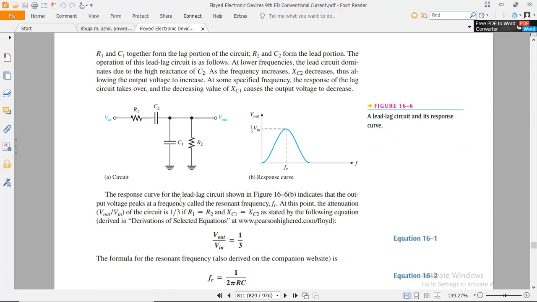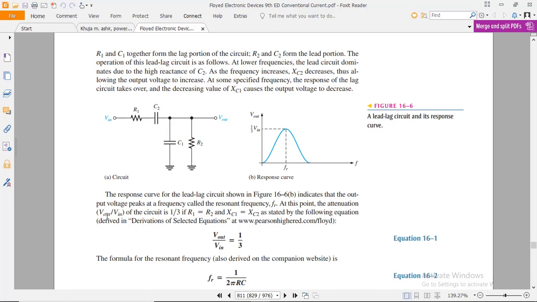The response curve for the lead lag circuit, as shown in the above mentioned figure, indicates that the output voltage peaks at a frequency called the resonant frequency FR. The resonance frequency is the point in between the lower and higher content of frequency. We can say this is the increasing value of capacitive reactance, and after that the decreasing value of capacitive reactance, and in between these two the resonance frequency is available in the form of FR.